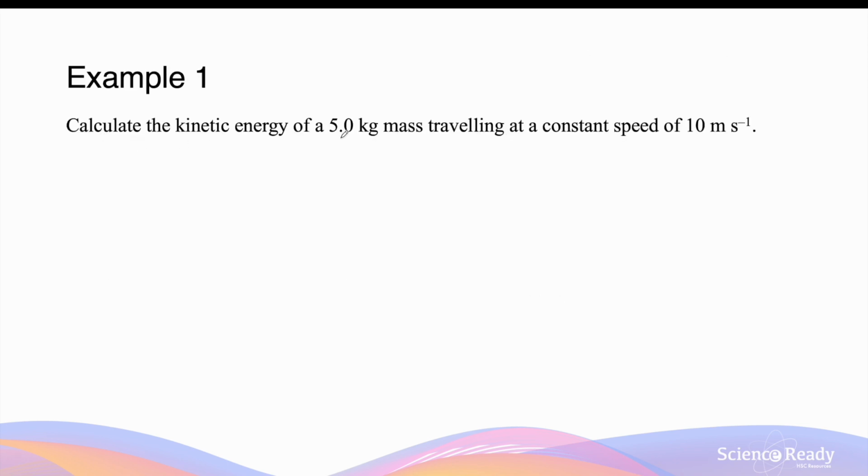Calculate the kinetic energy of a 5 kilogram mass traveling at a constant speed of 10 meters per second. So its kinetic energy is given by half times its mass times its velocity squared. This is equal to half times 5 kilograms times 10 meters per second squared. This gives us a value of 250 joules. Since energy is a scalar quantity, we don't need to supply a direction.